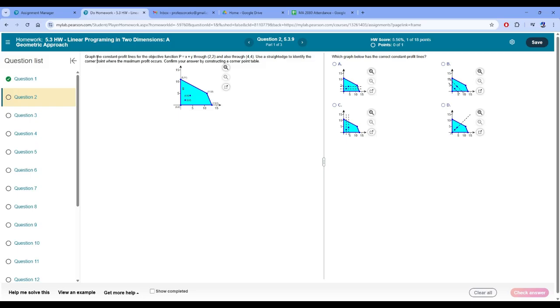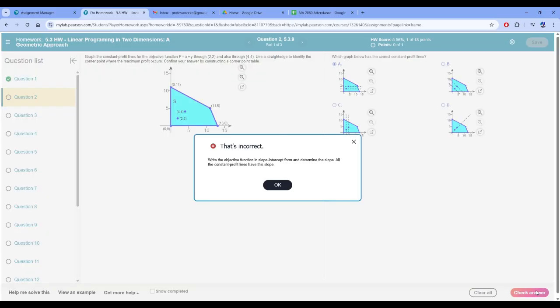Alright, now that I maximize, graph the, okay, so here we have these points. So let's see, we want to construct the profit, so the profit is x plus y through this. Use a straight edge to identify the corner point and confirm your answer by constructing. If we just blow this up a little bit, I'm going to compare these 3 points, and all it seems to be is x plus y, right? Well, obviously this is 11, this would be 16, this would be 13, so I'm thinking this point right here. Use a straight edge to identify the corner point where the maximum profit occurs. I want to say this one. No.